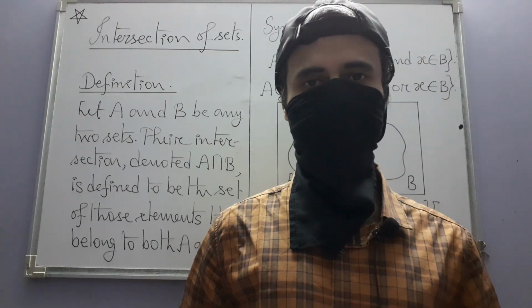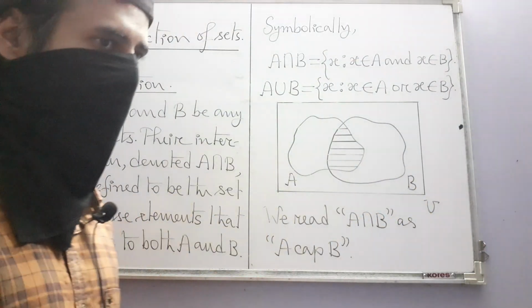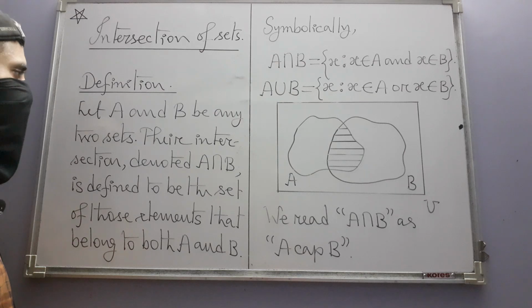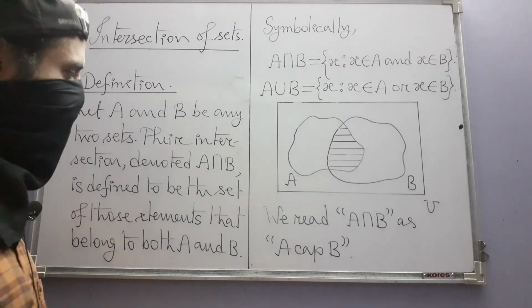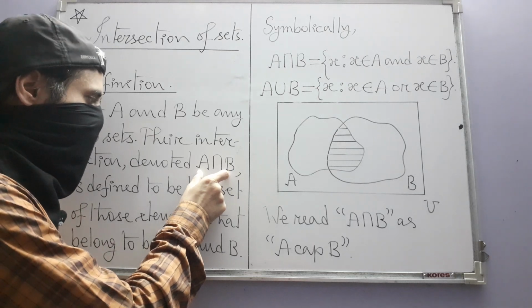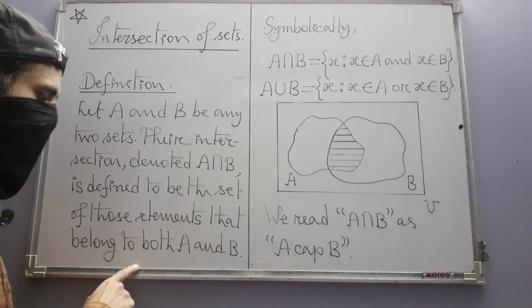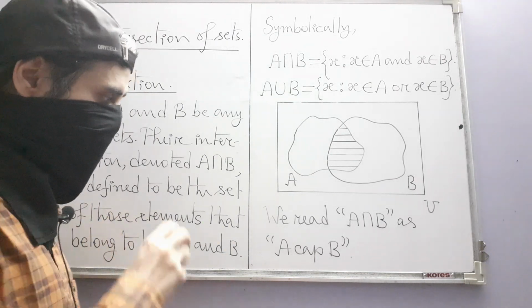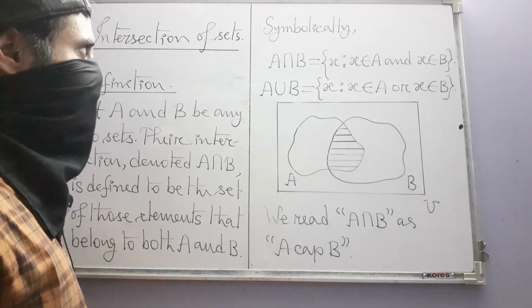Okay, so having seen the operation of union, let us next see the operation of intersection. Intersection of two sets. So let us straight away see the definition. Let A and B be any two sets, then their intersection, denoted by this notation, is defined to be the set of those elements that belong to both the sets A and B. It is the set of the elements common to both A and B.